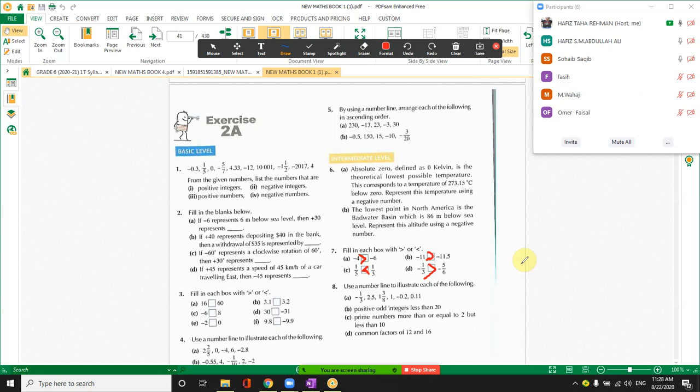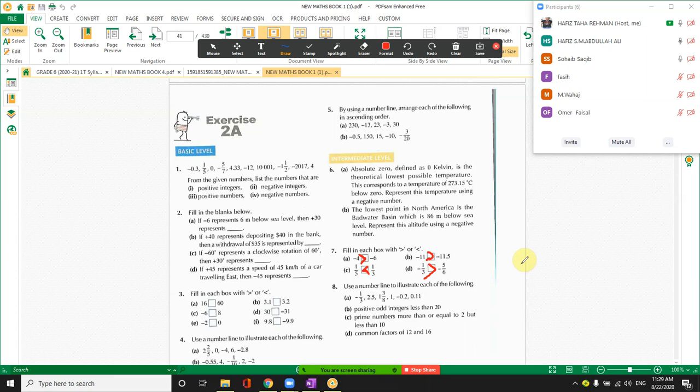Now let me tell you how I can identify which fraction is greater and which fraction is smaller. Beta, what is a fraction? A thing that is written in upon form, in ratio form. And a fraction must have a numerator and a denominator.